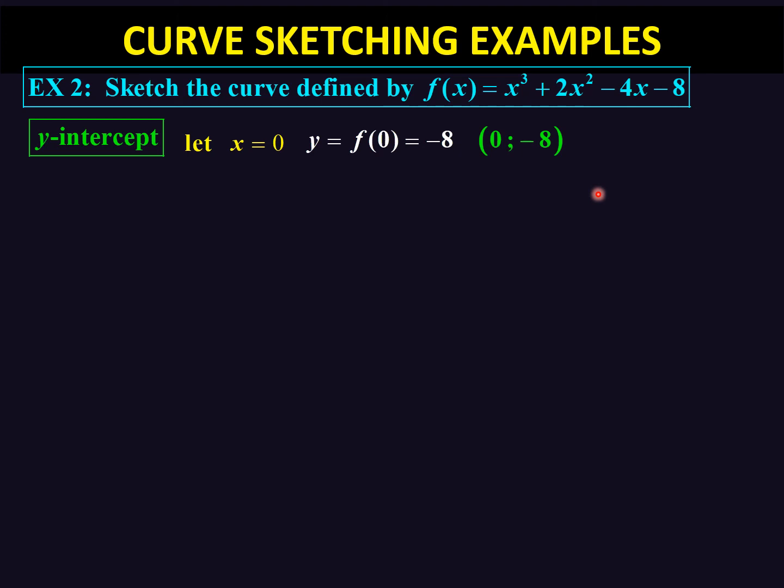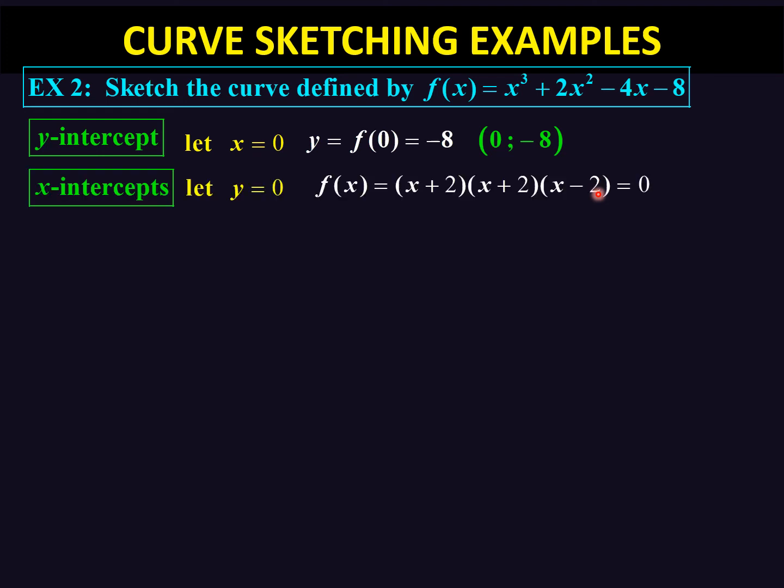Then we have to determine the x-intercept or intercepts. In this case, we expect at most 3. If you do this, right? And in this case, we notice you only obtain 2, because one of them would be repeated. Okay? So it's only at -2 and 2. So 2 x-intercepts and 1 y-intercept.